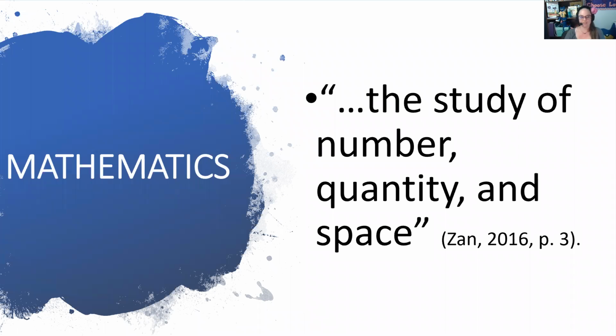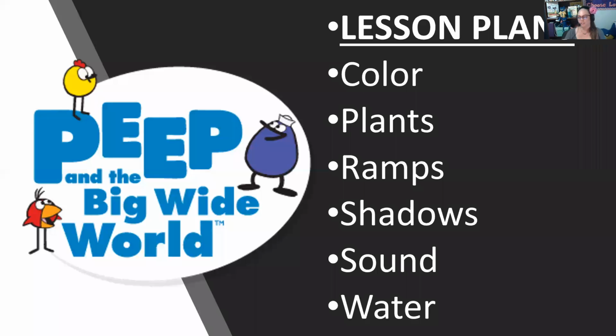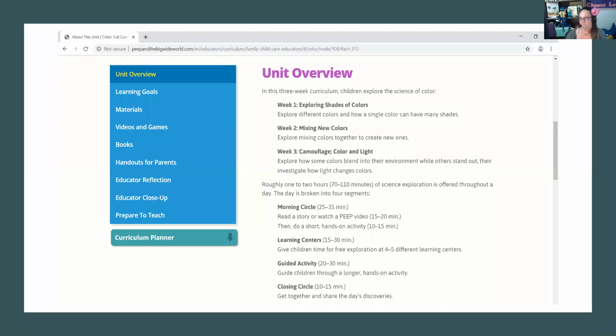Mathematics is the study of number, quantity, and space. So there's this website that I stumbled upon called Peep and the Big Wide World. And there are different lesson plans for teachers to use, and these are the different subjects: color, plants, ramps, shadows, sound, and water. The website's very user-friendly, and they even have it broken down by week and different sections of the day.